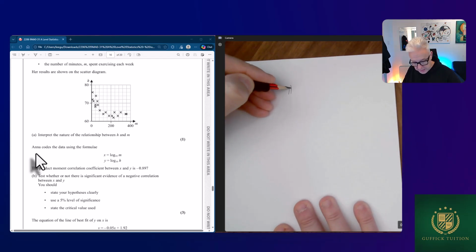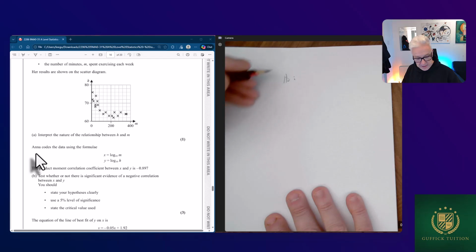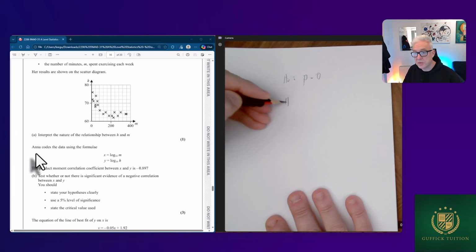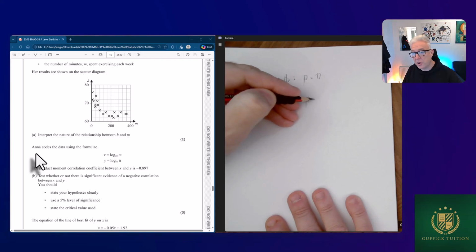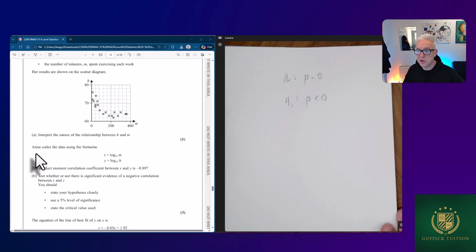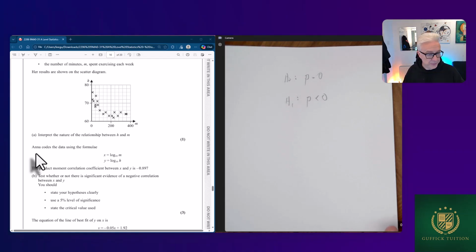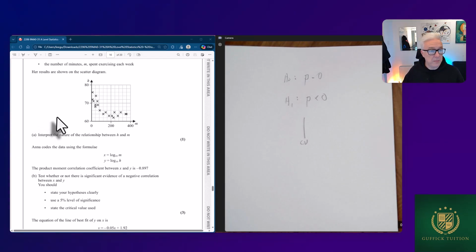First of all, we need to define our null hypothesis. Our null hypothesis is that there is no correlation, in other words, that rho is equal to 0. And we're investigating whether or not there is a negative correlation. In other words, as you do more exercise, does your heart rate go down? That's what we're investigating. Now, what information have we got? We need to find out what our critical value is in order to compare it.